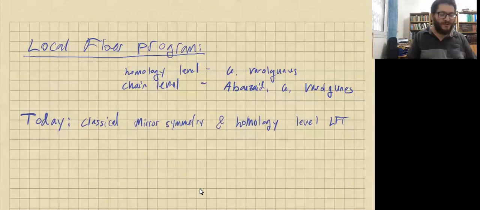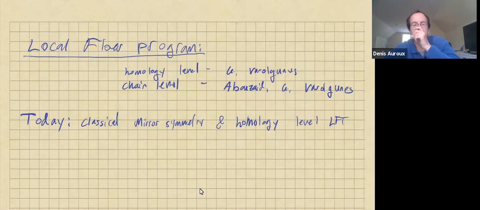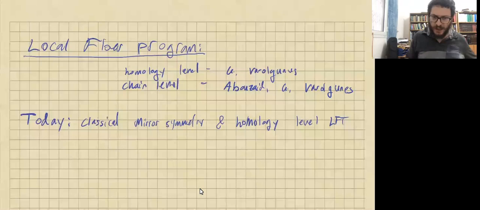So basically I want to advertise this subject of local Floer theory. I think there haven't been a lot of talks about it. So this is kind of a program which has the homology level story of it in connection with SYZ. Something that Umut and I have been developing for like 2 years now. And then this embeds inside a bigger program with Mohammed, which is about the chain level theory.